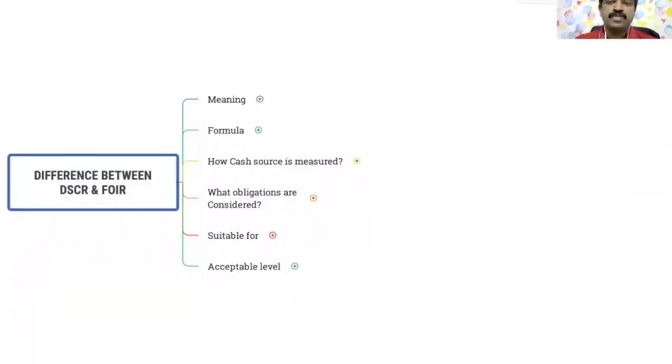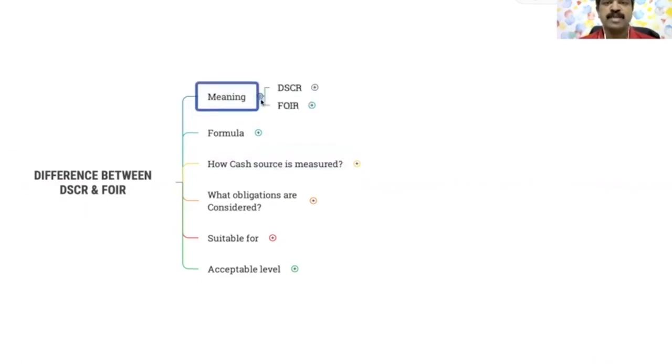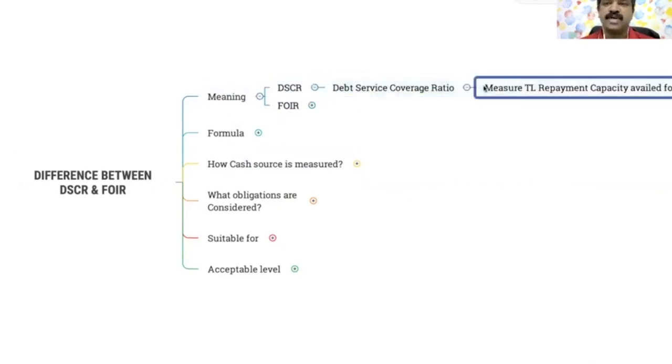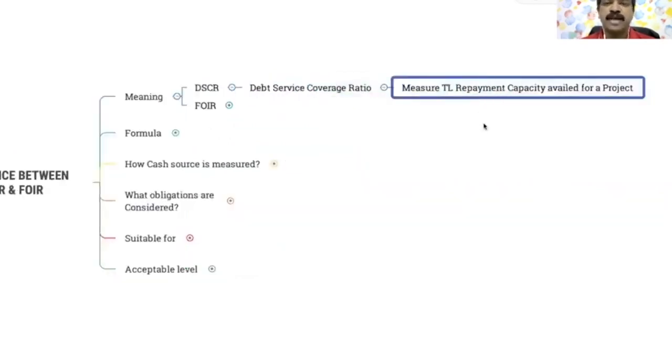In this session, I'll take you through the difference between DSCR and FOIR. First, let's look at the meaning. What do we mean by DSCR? When we say DSCR, it stands for debt service coverage ratio. Here, banks and financial institutions are basically going to measure the repayment capacity of the borrower for the term loan they have availed for a project. So what is the focus? The focus is measuring repayment capacity of the borrower.